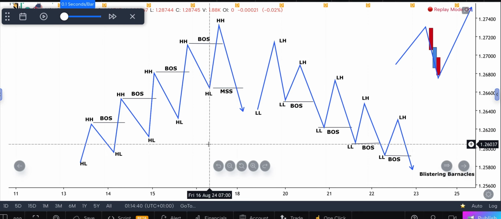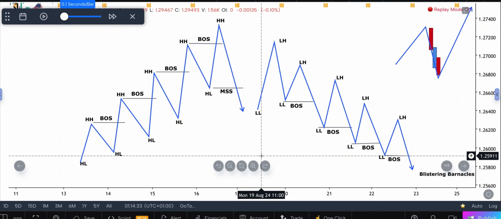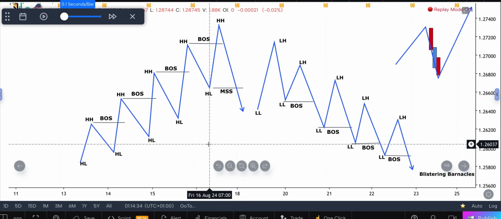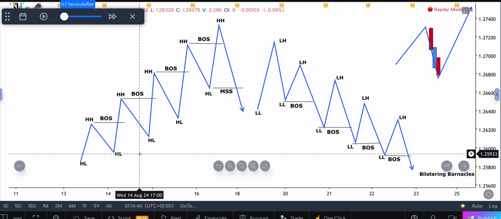In today's section, I'm going to be explaining market structure from beginners to pro. I'm going to also show you how the market algorithm works. So, if you know how to trade market structure, if you understand market structure, then you are going to be able to understand the algorithm of how the market moves.